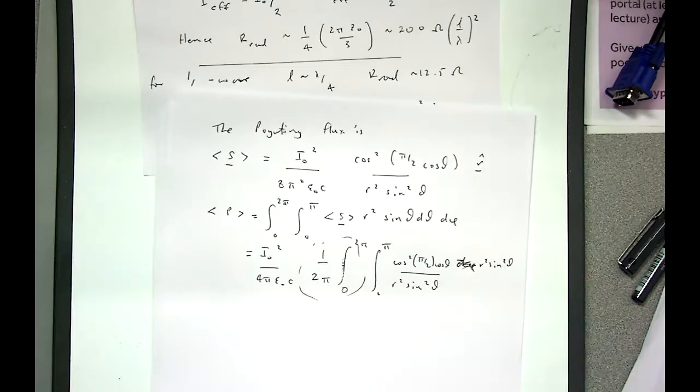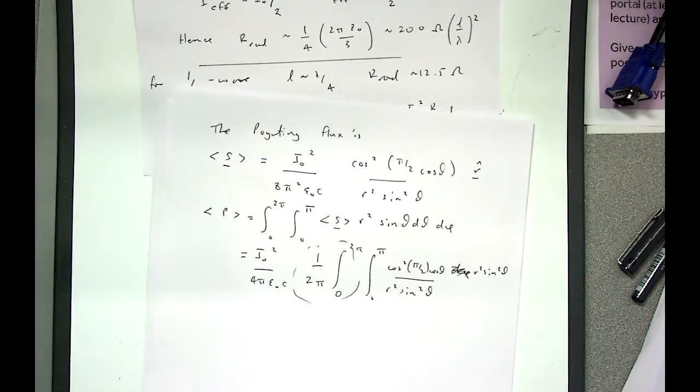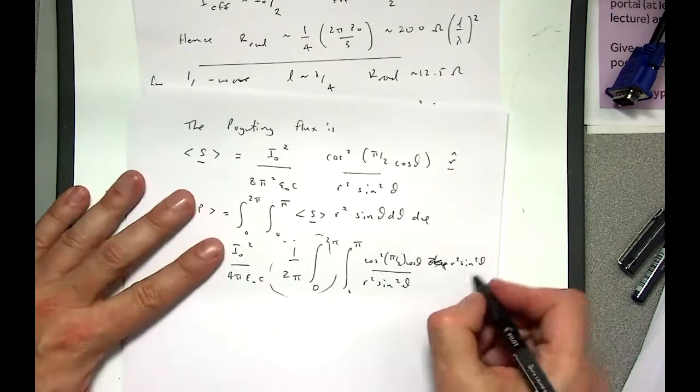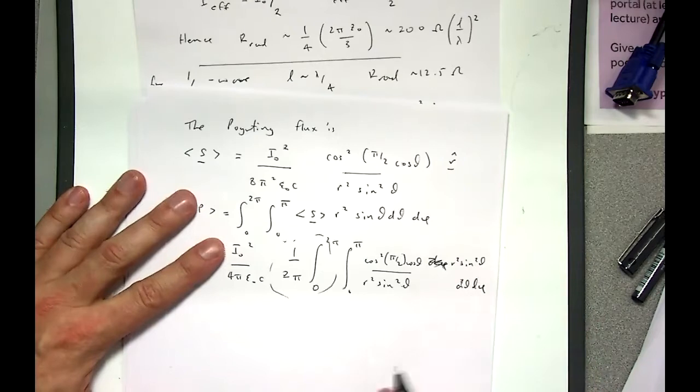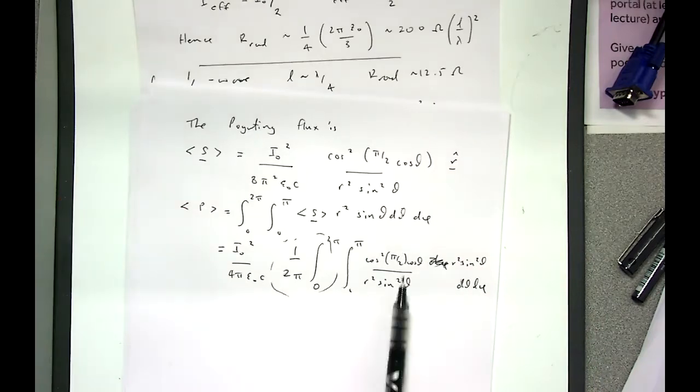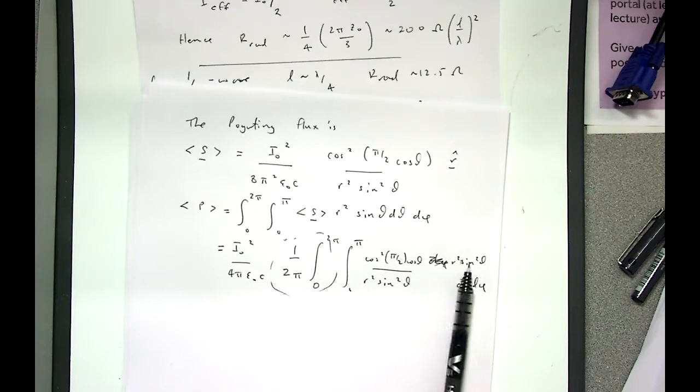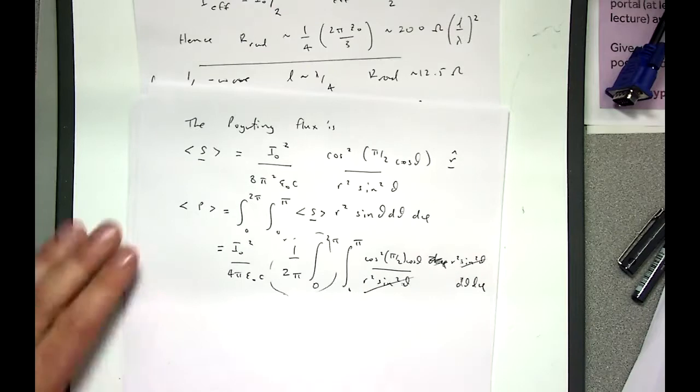It's a bit of a fortuitous coincidence that those two are the same, d theta d phi. Okay, so let's recap. This bit here is the power as a function of angle and distance, and when I integrate over all angles, I have to multiply by the r squared sine squared theta. Those two terms cancel out.